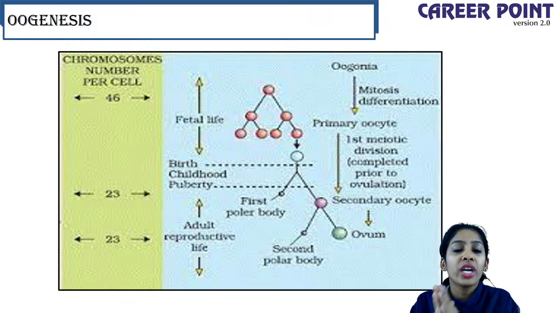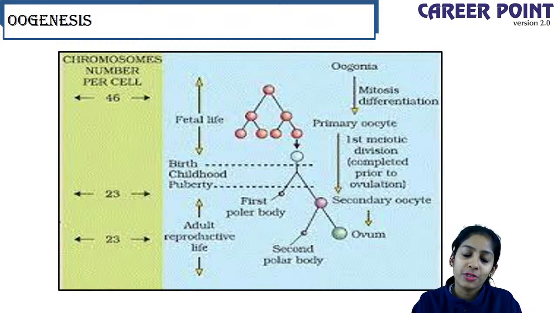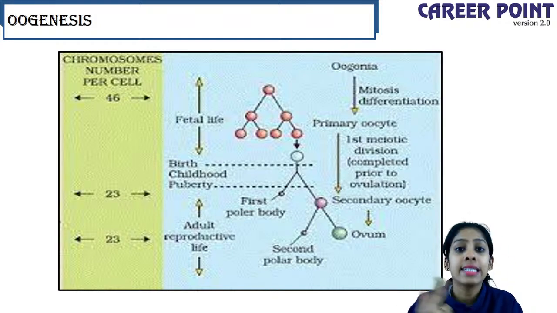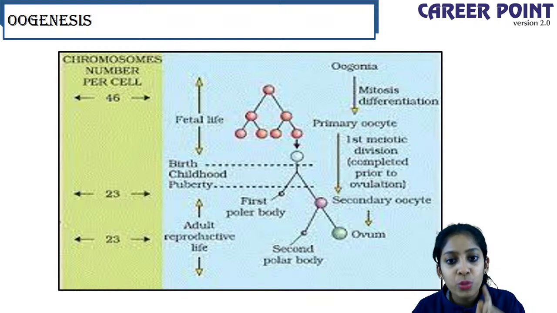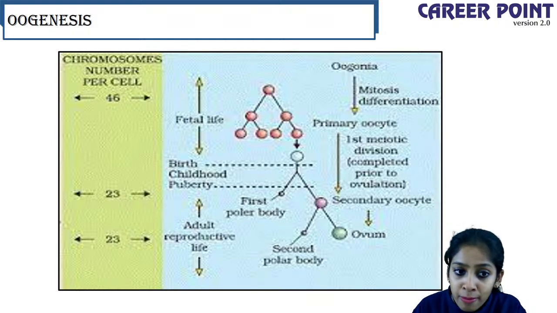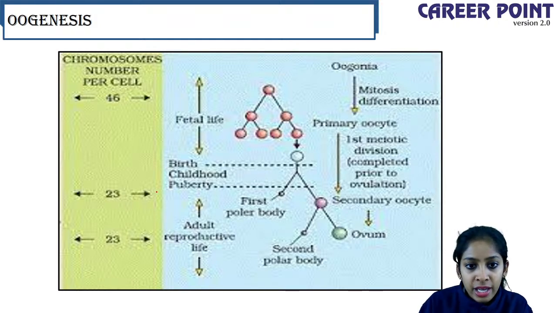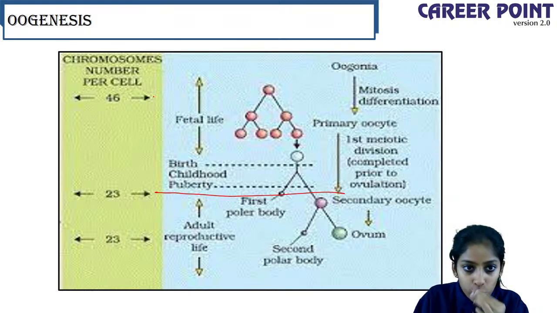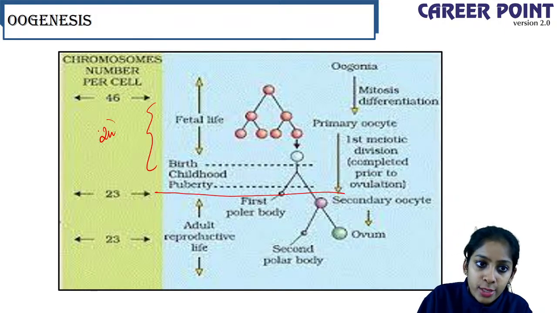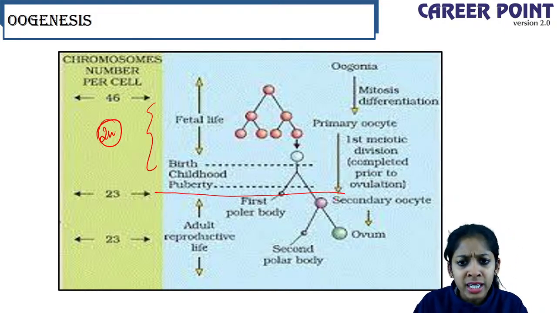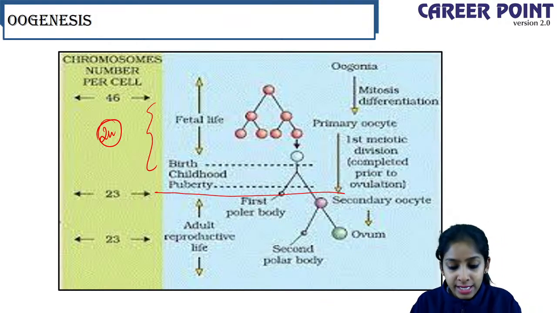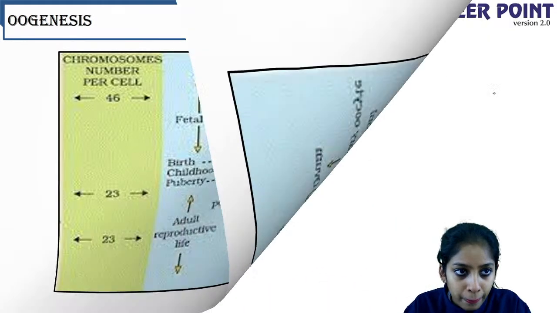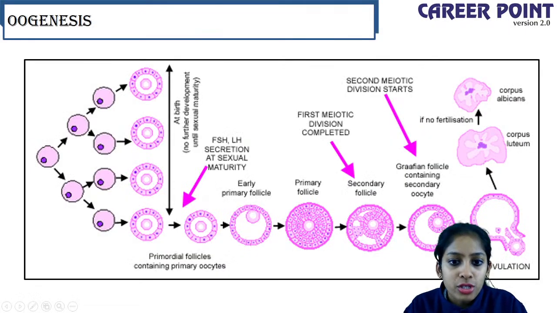If you see, the oogonia is 46. And when it is arrested in the first meiotic division, it is still 46, that is, it is still diploid. Only when it completes the meiotic division, the secondary oocyte is haploid, and the polar body is haploid. Here only the ploidy has changed. So till here it is 2n, it is 46 only. Here it is 23. And the second meiotic division, I will tell you where it happens. It happens when it encounters a sperm. So this is the process of oogenesis.